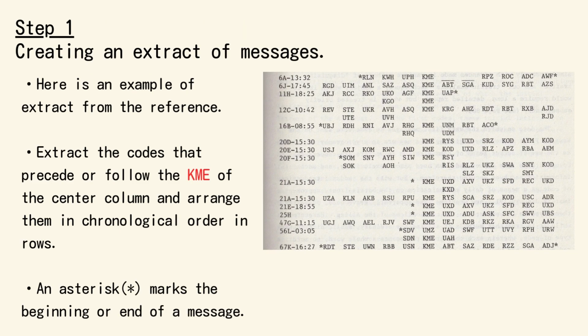Step 1. Creating an extract of messages. Here is an example of an extract from the reference book. Extract the codes that precede or follow the 3-letter code K, M, E of the center column, and arrange them in chronological order in rows. An asterisk marks the beginning or end of a message.